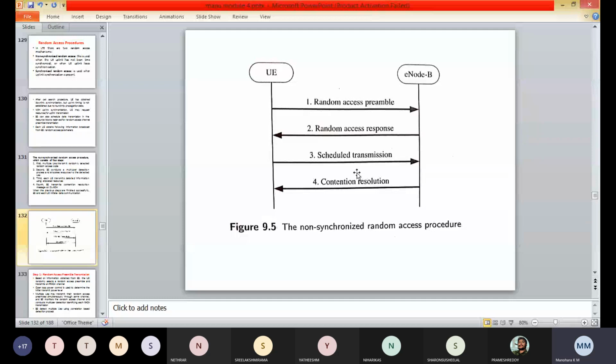Coming to the third step, that is the scheduled transmission. After step 2, the user equipment is uplink synchronized and can transmit additional messages on the uplink shared channel. In this step, we can assist the contention resolution. If the user equipments that perform random access attempts on the same frequency resources use different preambles, then the different user equipments can be identified by the eNode B and there is no collision.